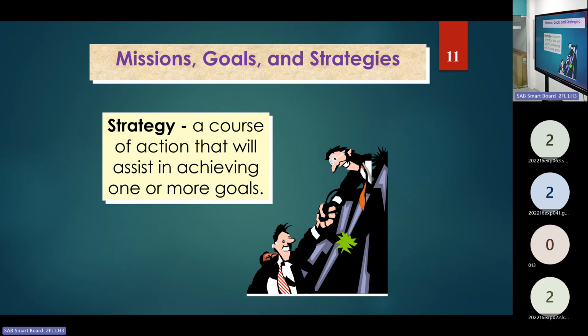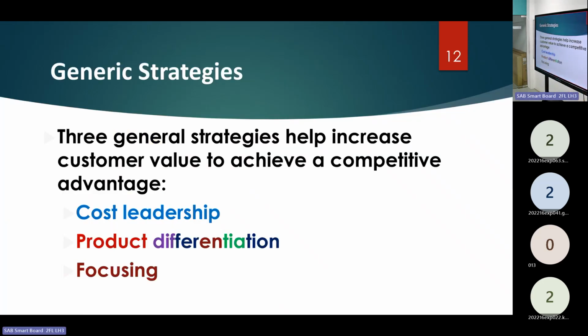So Michael Porter, you know that one of leading management guru, right? So many concepts that we learn, he developed. He introduced these generic strategies businesses can use. Three generic strategies help to increase the customer value and achieve the competitive advantage.